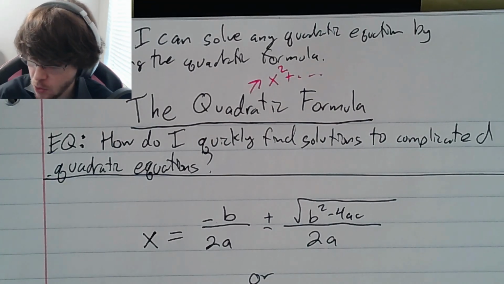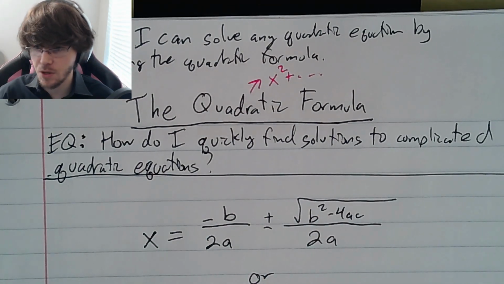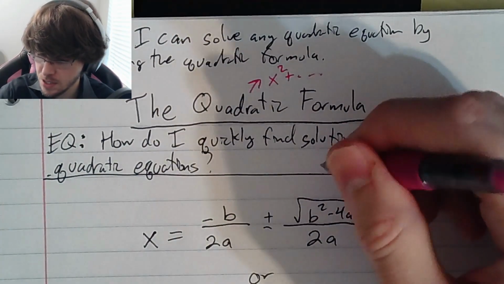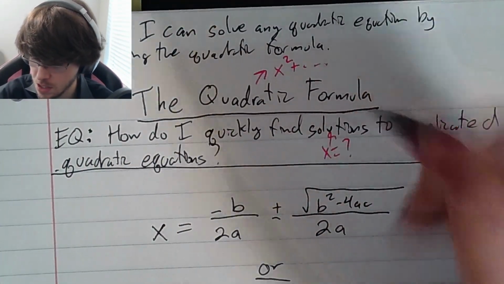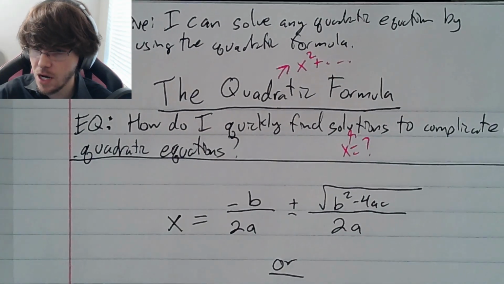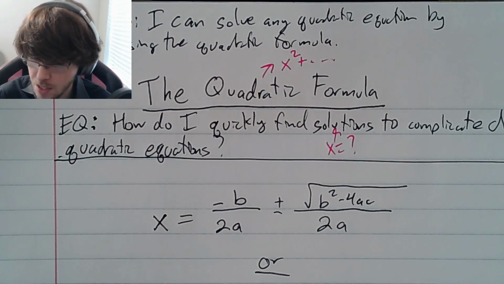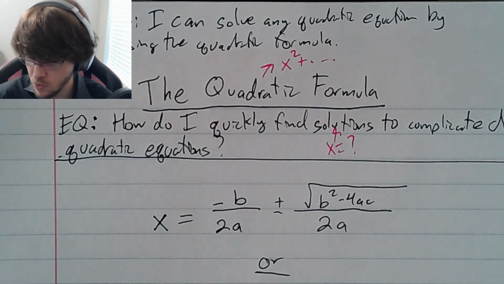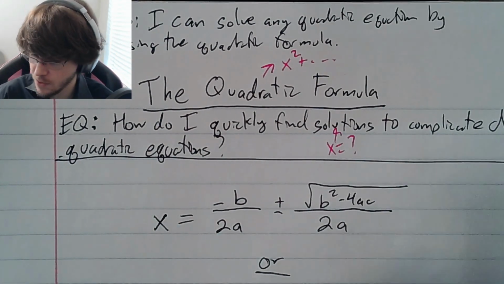So how do I quickly find solutions? Remember that finding the solutions is basically solving the equation. You're finding out what x equals. That's a solution right there. That's what this is talking about, and this is for complicated quadratic equations. I'll give an example of that in just a bit, and I'll talk about it briefly at the very, very end. That reminds me, I have one more example at the very end that I'll have to cover, so I'm going to have to add another example that I haven't even written down.